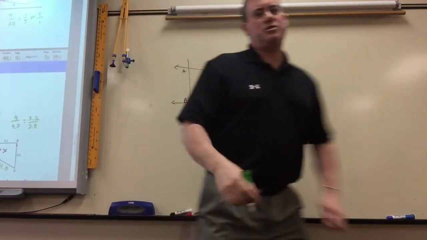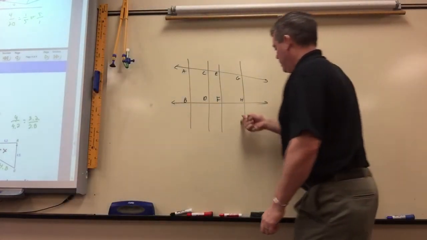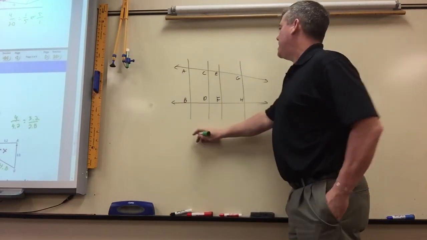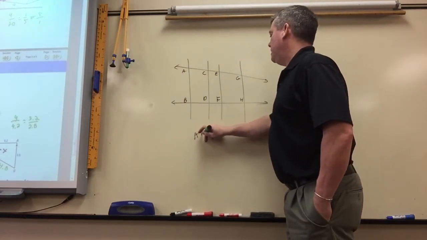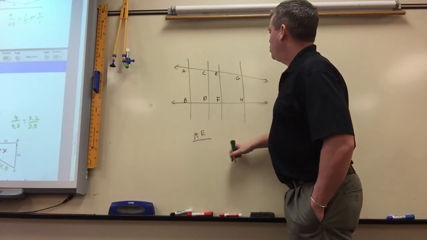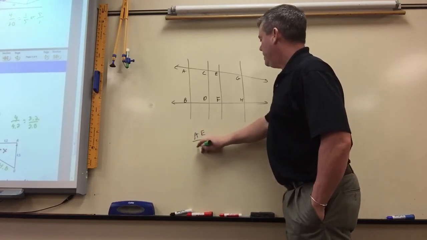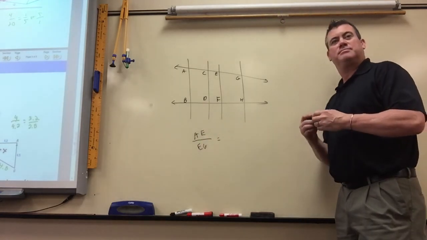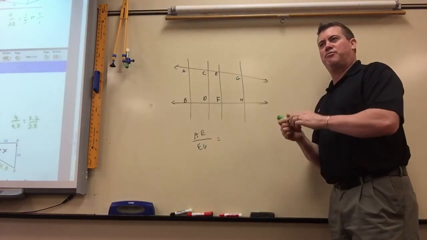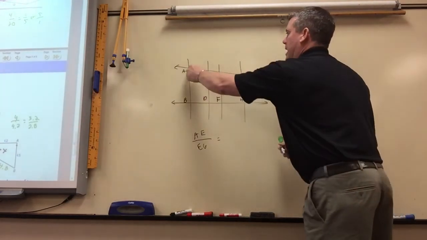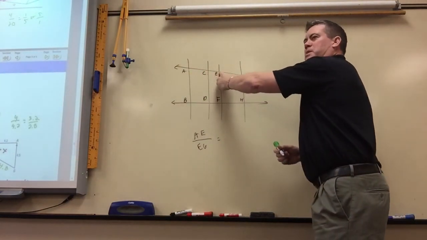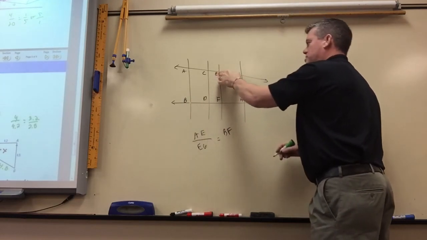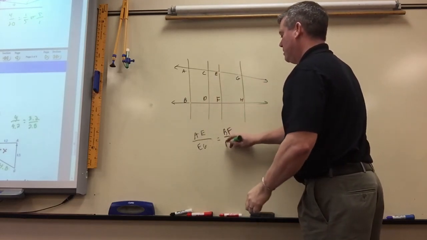Okay, if you got a picture like this, there's no numbers on there, but they just ask something like this: AE to EG equals what to what? So again, this is just another following the pattern thing. AE is from here to here, so what would that correspond to? BF. And then EG is this, so that would correspond to that.